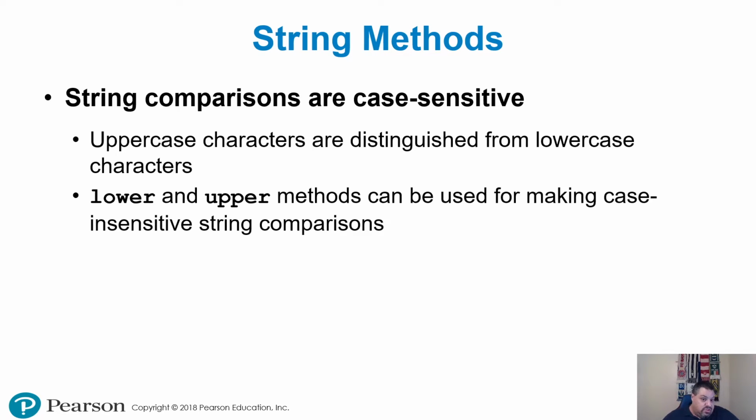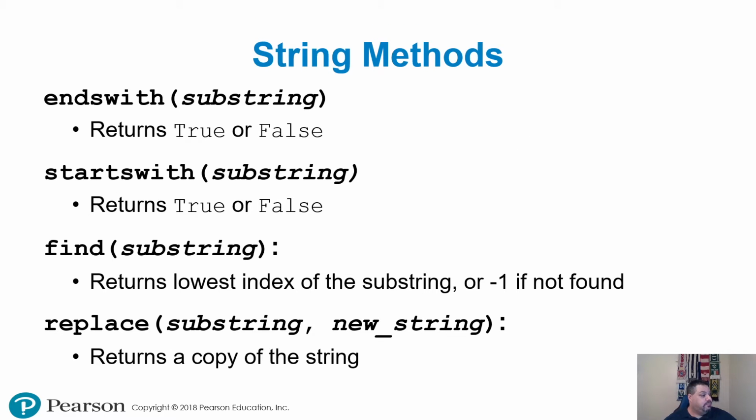So that's done with upper or lower as methods. String name dot lower converts them all to lowercase. And again, that doesn't change the string. It just provides a value to test against while keeping the string exactly the same.